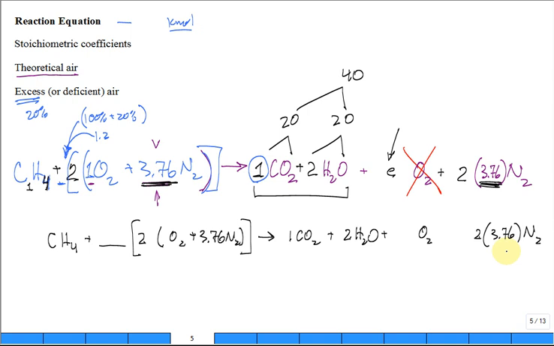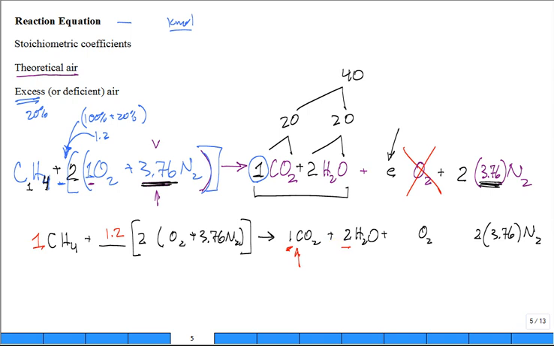So what we do is we modify right here. We say, okay, we have 120% theoretical air. 100% of it is already taken care of. It's 20% that I need to now consider and rebalance the rest of the equation. So the carbons, does this coefficient in front of the carbon dioxide change? No, because all I did was bring in more air, and air had no carbon with it. And I left the 1 here. I didn't change the amount of fuel.